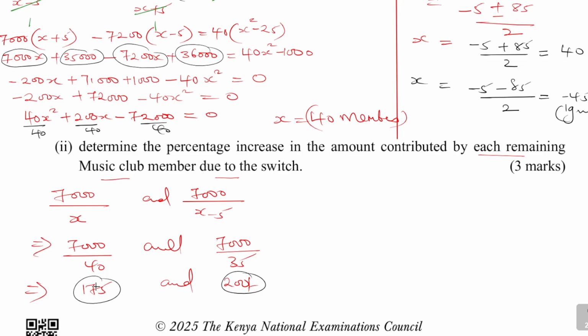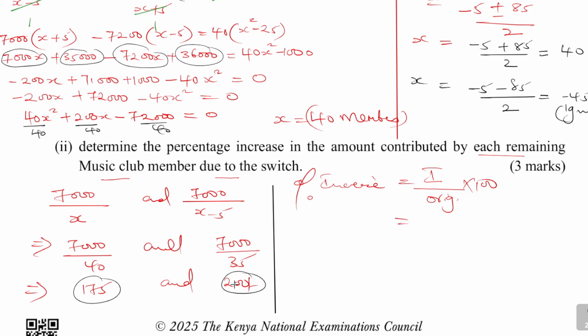Before the switch was 75. So we can get the percentage increase. The percentage increase will be given by the increase divided by the original, multiplied by 100.